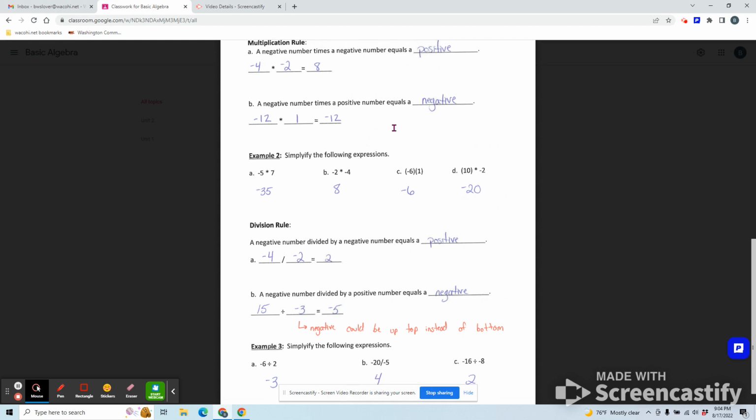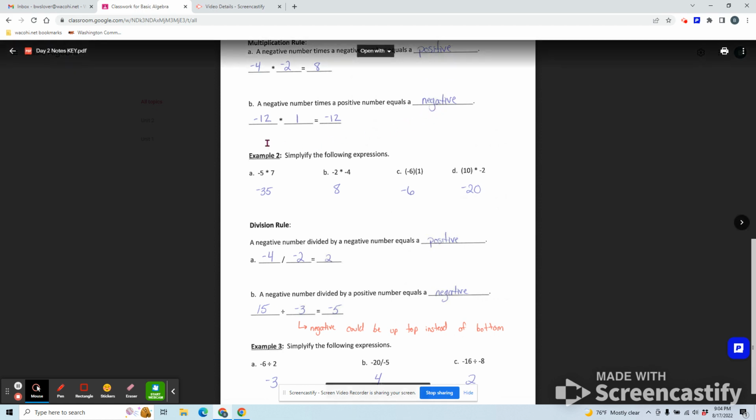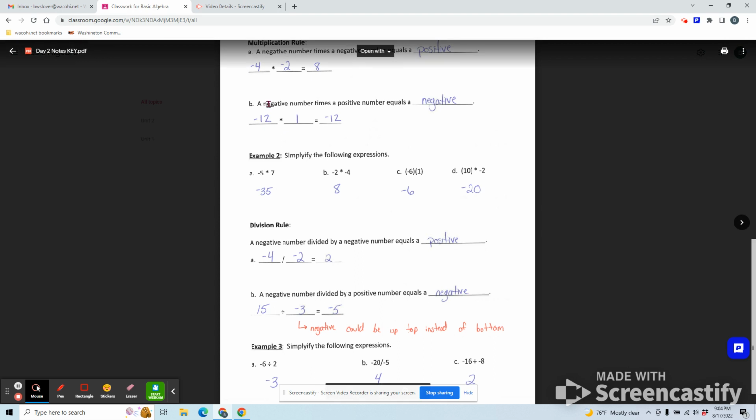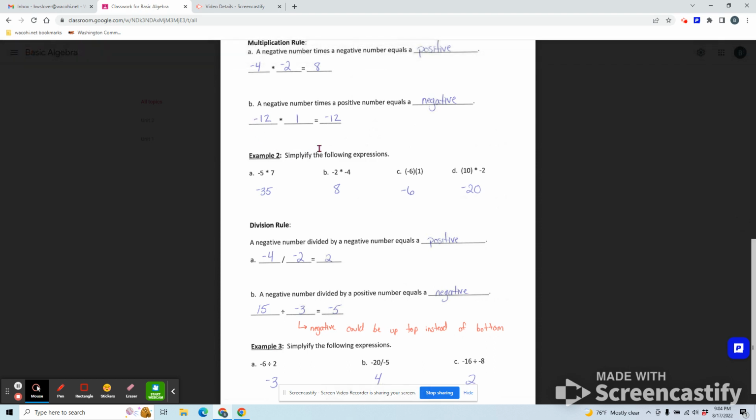So for letter B, now it says I have one negative number. A negative number times a positive number equals a negative. So my example I came up with was -12 times 1. So once again, we know, based off this rule, that I'm going to get a negative answer. So I could cover up this negative here and just do 12 times 1, and then put the negative in there. Now, it doesn't matter whether the negative is the first number or the second one. As long as one of the numbers is positive and one is negative, they're going to multiply to give me a negative number.